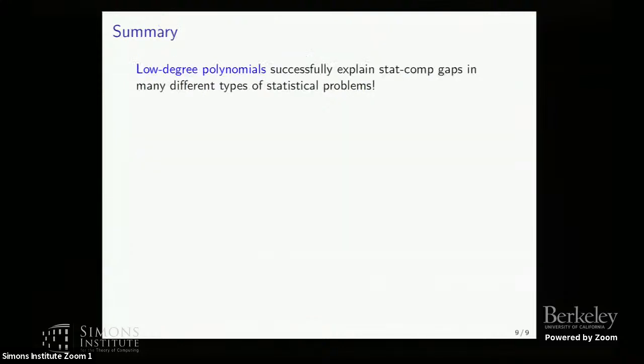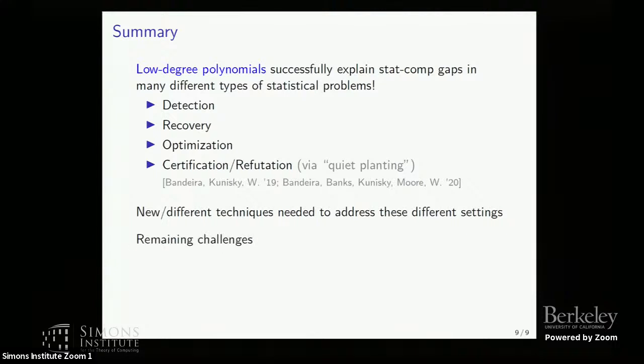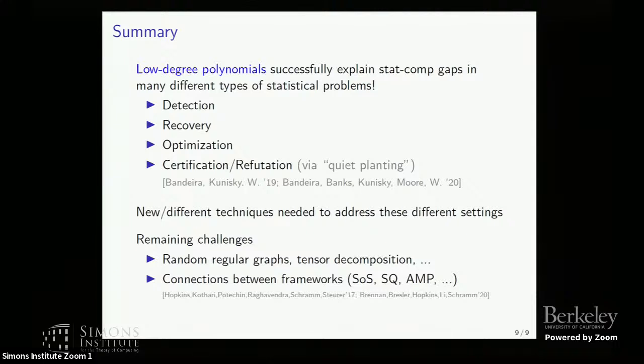Okay, just to summarize, hopefully I've convinced you that low degree polynomials successfully explain these statistical-computational gaps in a bunch of different settings like detection, recovery, optimization. And the fourth one I didn't talk about is certification or refutation. We used a few different techniques for all of these situations. And there are a couple of remaining challenges, some problems we don't know how to handle, and more generally connecting the various heuristics we have for hardness. Yeah, thanks. That's all.